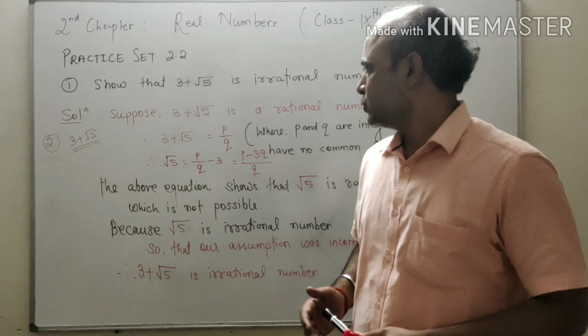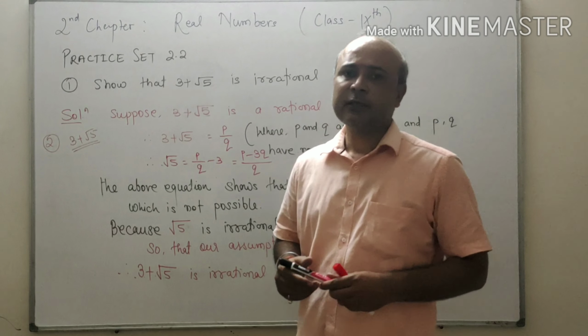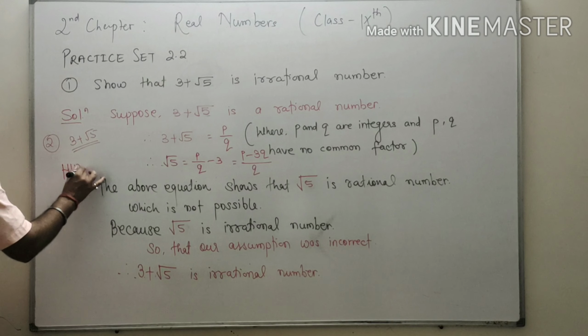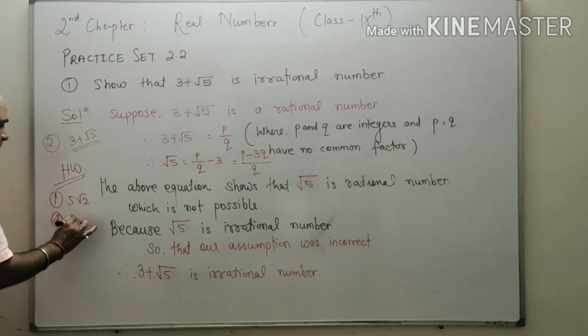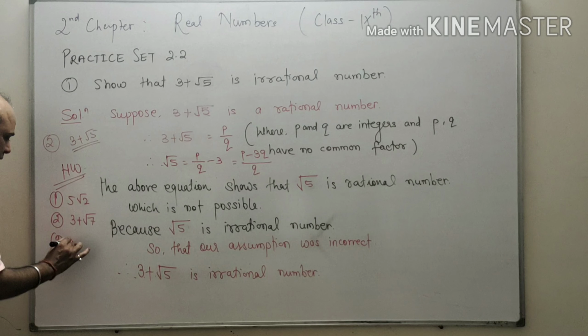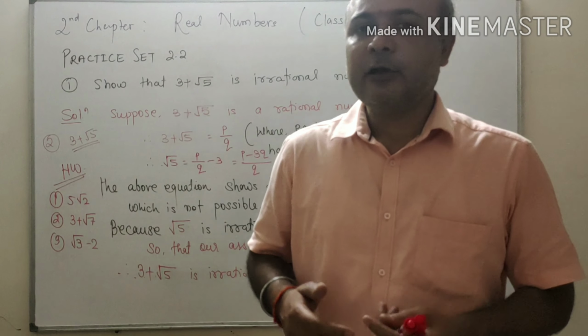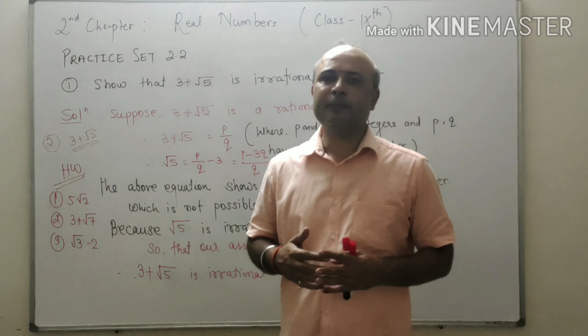Okay student, so in this way you are able to solve. I will give you 2-3 examples, you try on your own. For homework, just try these sums: first, 5 root 2; second, 3 plus root 7; third, root 3 minus 2. You will solve these three examples on your own, and you will come to know how to show that the given number is an irrational number.